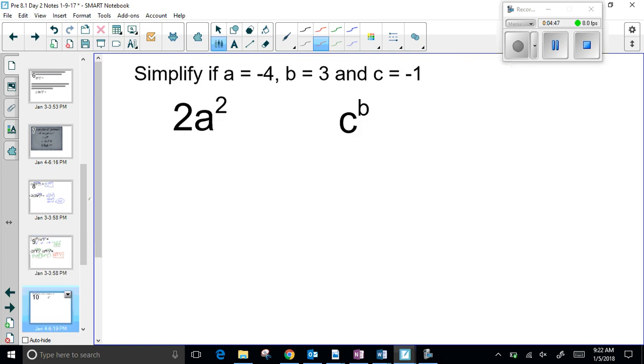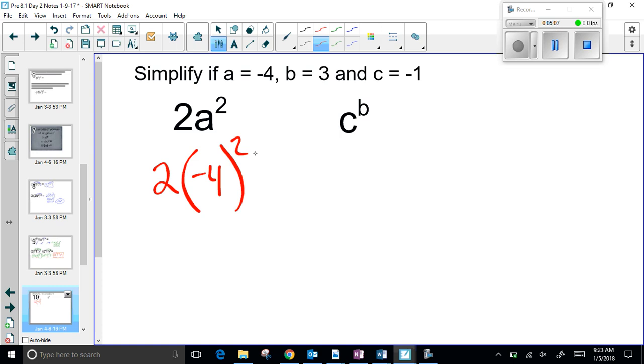Okay, next one. Simplify if a equals -4, b equals 3, and c equals -1. Here, we're going to evaluate all this the best that we can by plugging in all these numbers. So I'm going to rewrite this one to say 2 times -4 raised to the second power.